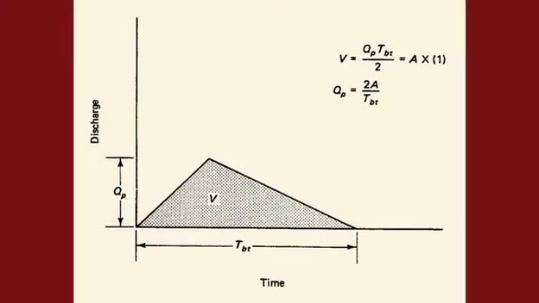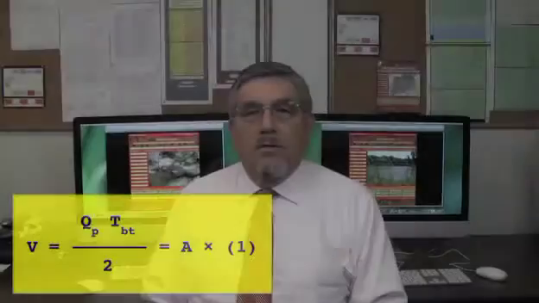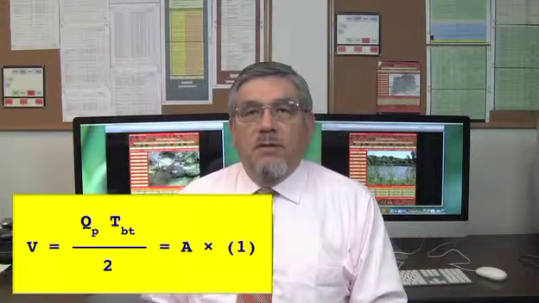For instance, if a triangular shape is assumed for simplicity, with peak Q sub P in triangular time base T sub BT, from this equivalence, the peak flow is obtained.